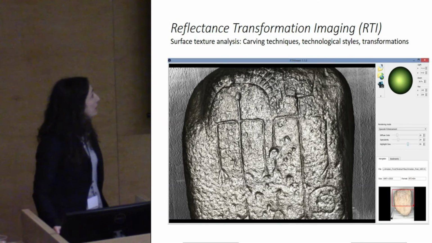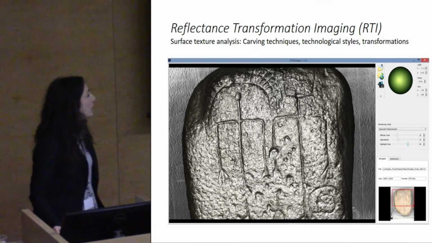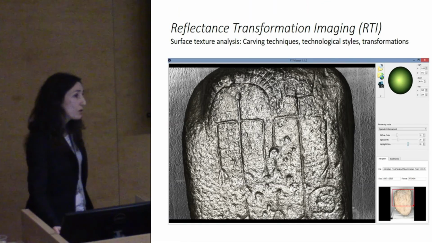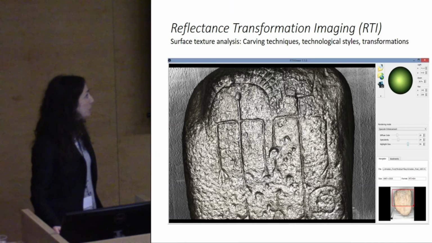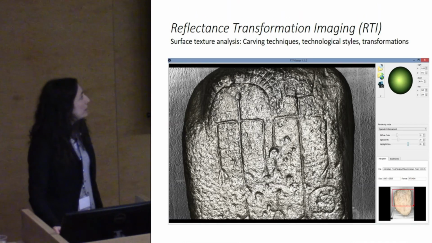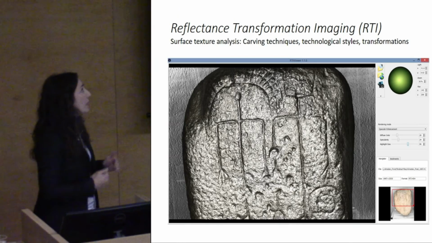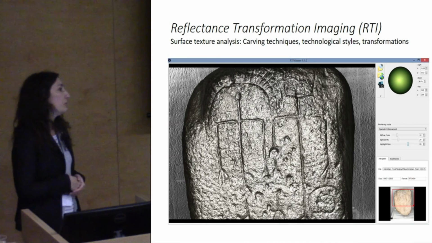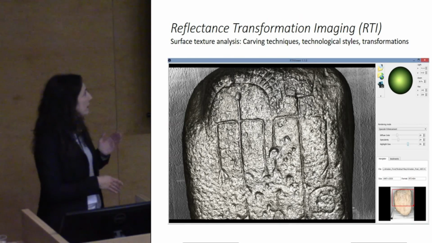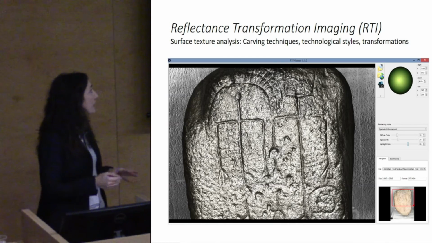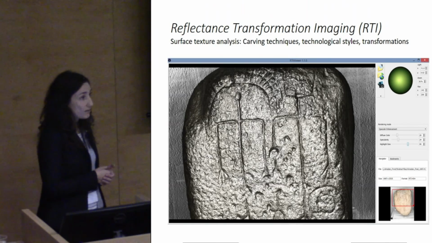So we also deployed RTI to look at the texture of the surfaces of stones, not only to look at the marks made by the different carving techniques, but also to see if there were sequences between lines, for example, some lines cutting other previous lines, or also later interventions.